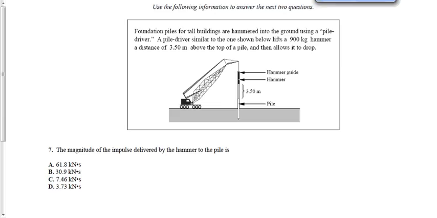All right, let's have a peek at this question now. Question says, foundation piles for tall buildings are hammered into the ground using a pile driver. A pile driver similar to the one shown below lifts a 900 kilogram hammer. That's almost a ton, literally, a metric ton. A distance of 3.5 meters above the top of the pile, and then it allows it to drop. You guys have seen this before, whether you realize it or not.